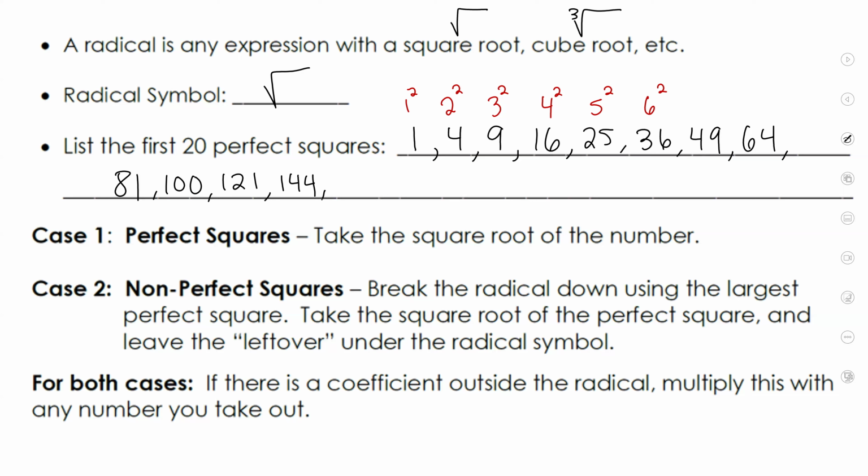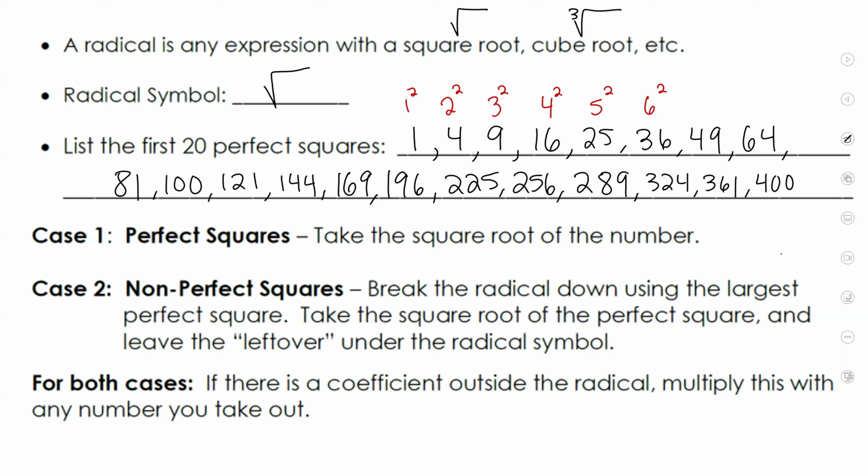These are the first 12 perfect squares. Give me the other 8 so that we can end at 20. 20 squared is 400. So give me the other ones. So here are my perfect squares.